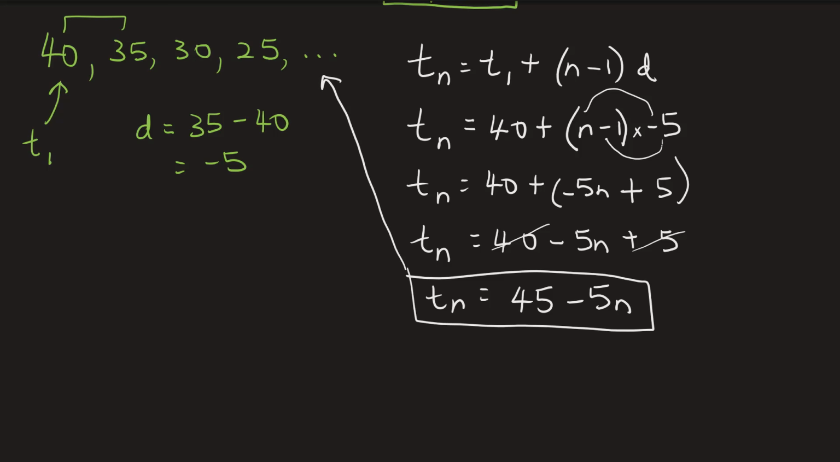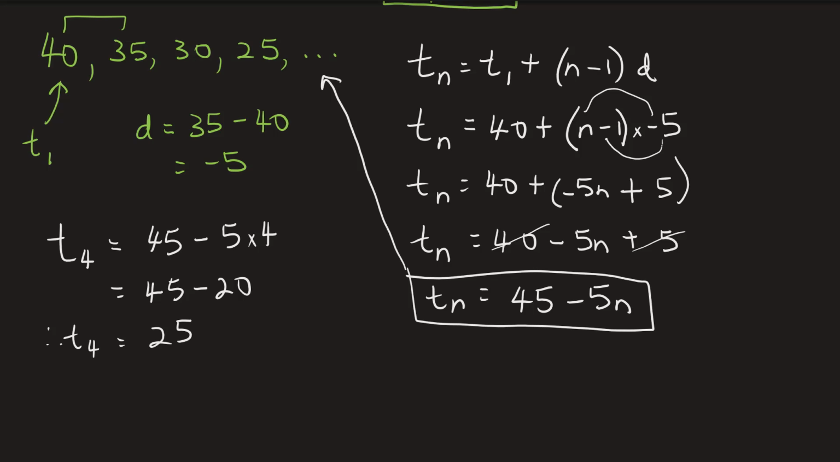Let's test it out. Let's try to find T4. So T4 is going to equal 45 minus 5 times 4, 45 minus 20, and therefore T4 is equal to 25. Let's have a look up here. T1, T2, T3, and here's T4, and that's 25.